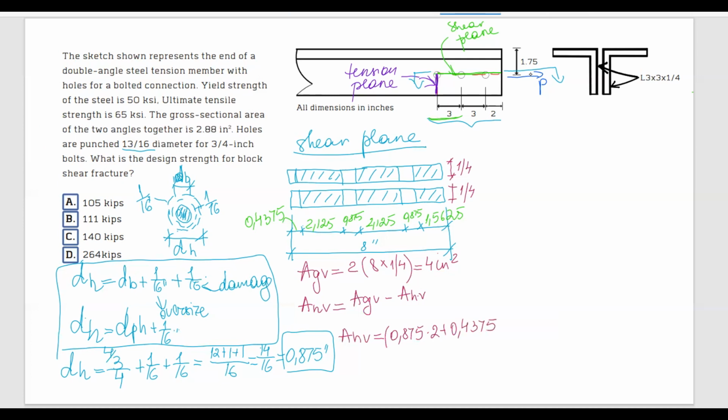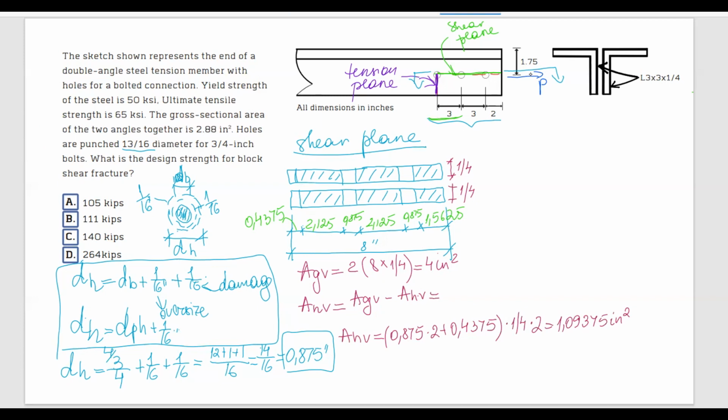0.4375. And this we have to multiply by 1/4. And we have to multiply this by 2 because we have 2 of these angles. And you should get 1.09375 inches squared. And of course, you can just work with 1.09. You don't have to carry all of these decimals. I'm just doing it because I have them.